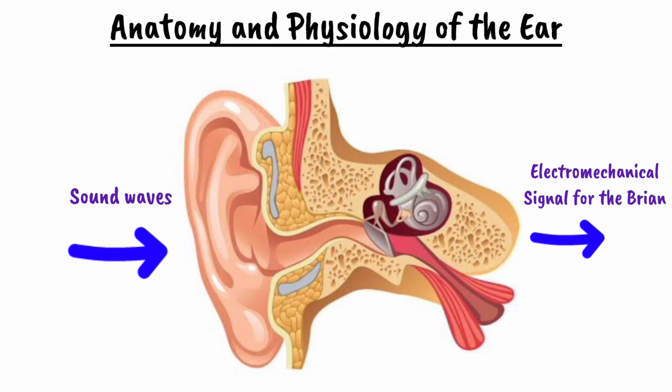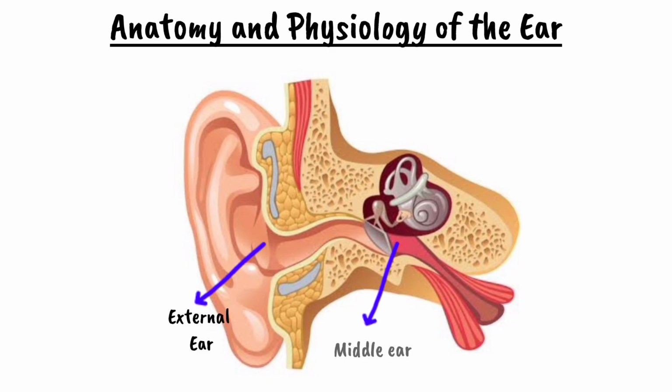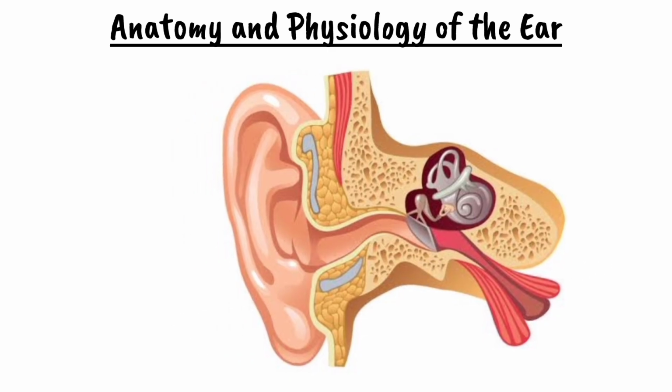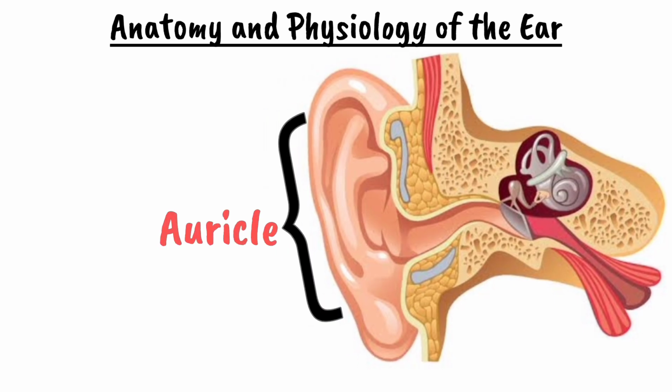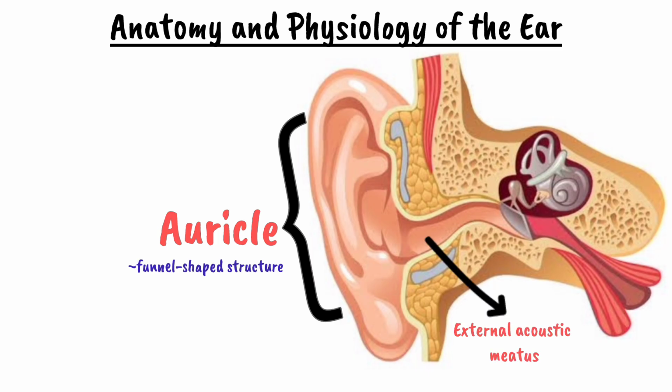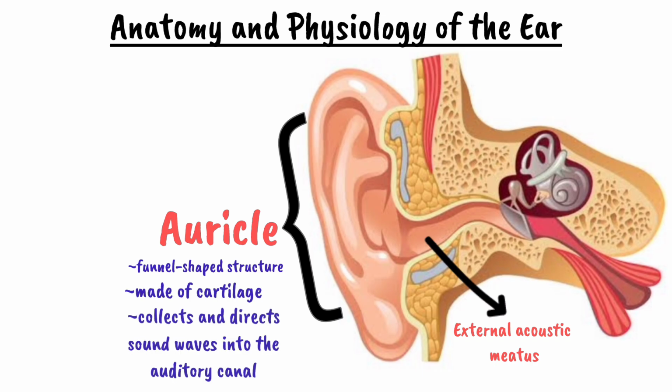So, the human ear is a complex organ responsible for detecting sound and maintaining balance. It is divided into three main sections: the outer ear, the middle ear, and the inner ear. Let's start with the outer ear. The outer ear consists of the auricle and the auditory canal, which is also called the external acoustic meatus. The auricle is a funnel-shaped structure. It is made of cartilage and it collects and directs sound waves into the auditory canal.